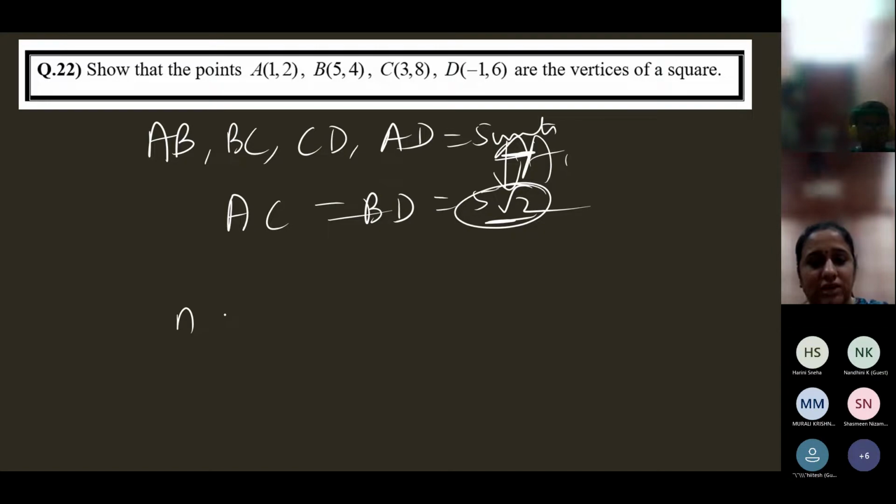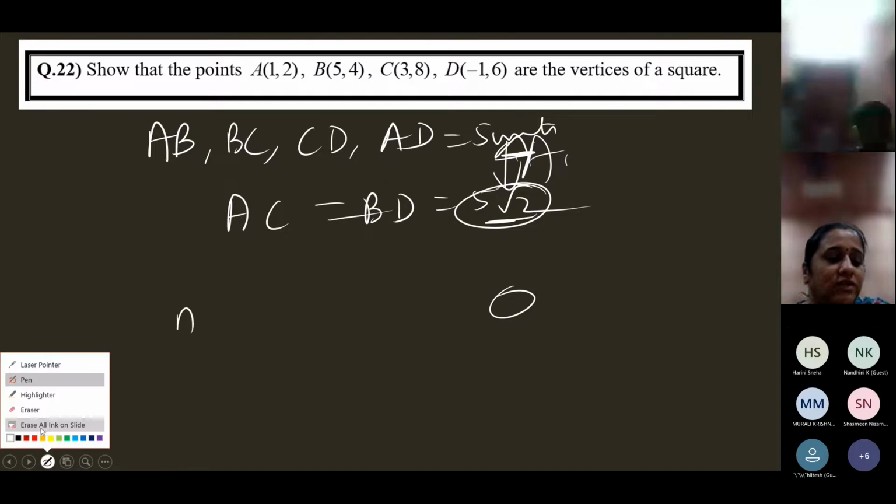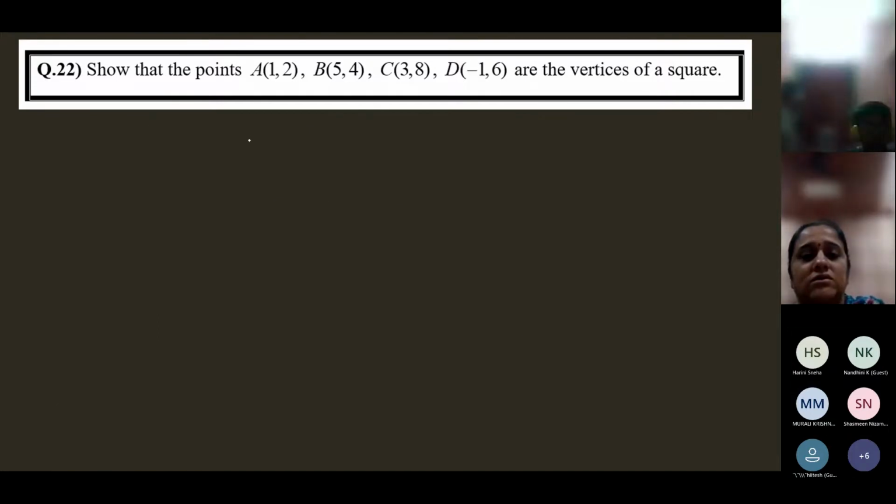So all the sides will be equal to some value. The two diagonals will also be equal, but that will be a different value. The two diagonals will have the same value. So that's what you'll have to do. You'll have to find all the 4 sides and the length of the diagonals. All sides equal, diagonals also equal. So it is a square.